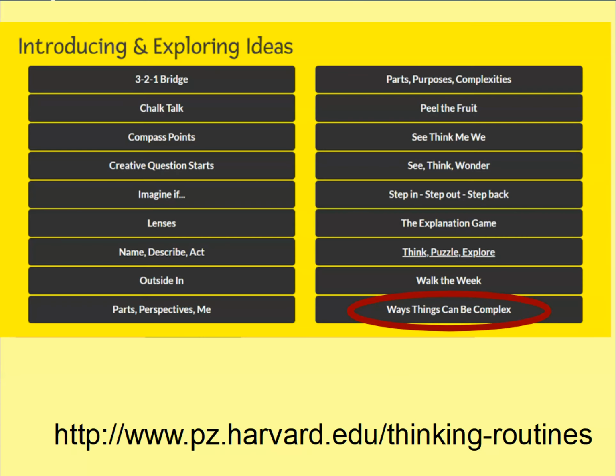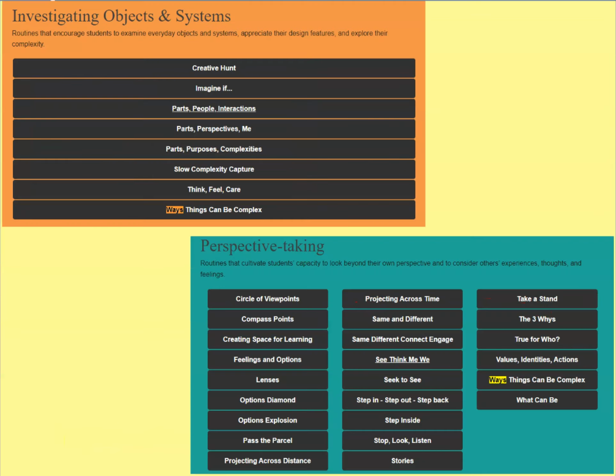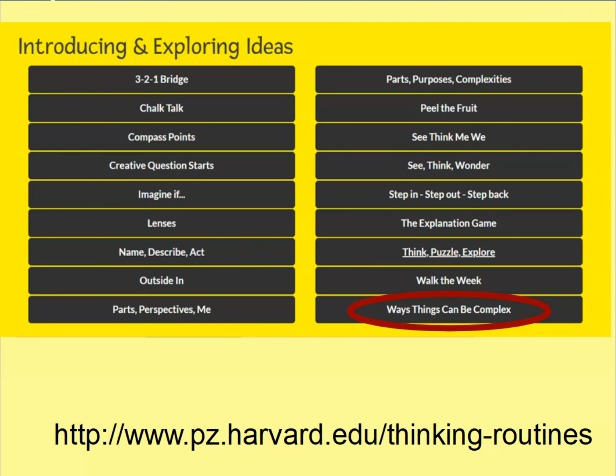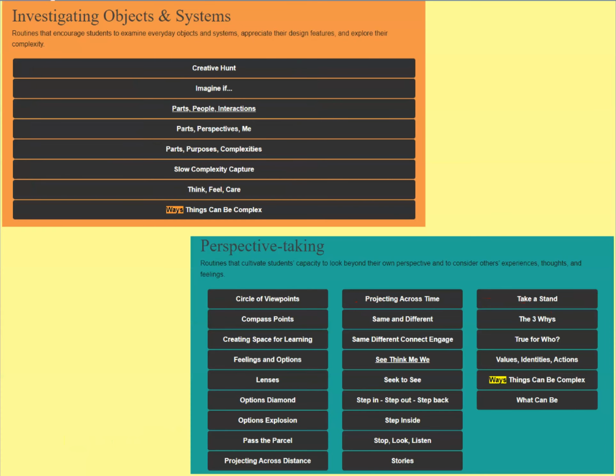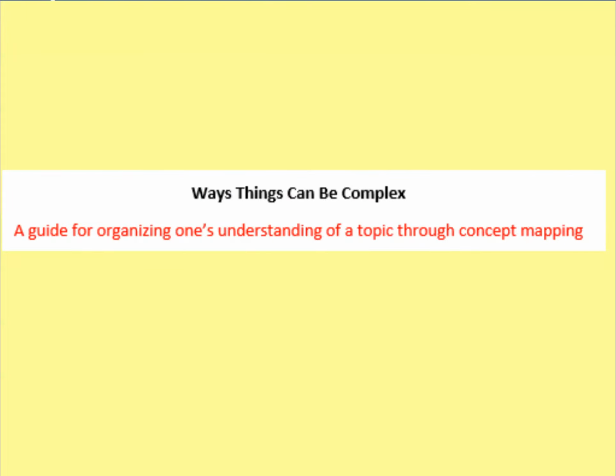So we're on the last one of introducing and exploring ideas. This is ways things can be complex. And again, the thinking routines are located here. Link is in the description. Even though we're on the very last one of introducing and exploring ideas, it does not mean that Harvard Project Zero is done with this one. They also reuse it in investigating objects and systems and also in perspective taking. I'm only going to talk about it once because there's already 87 thinking routines to talk about. I don't need to double up on them. This is a guide for organizing one's understanding of a topic through concept mapping.